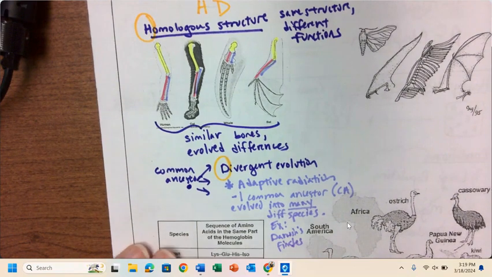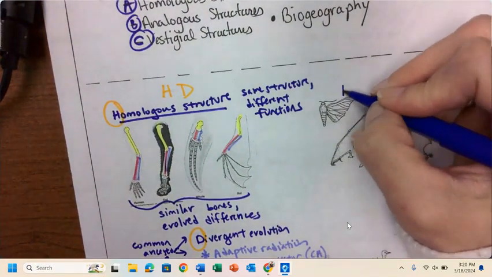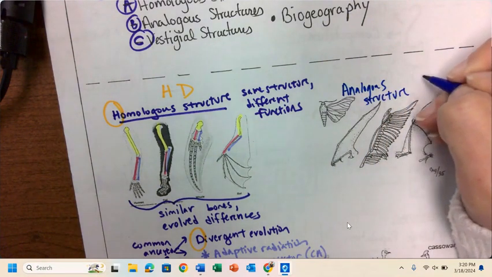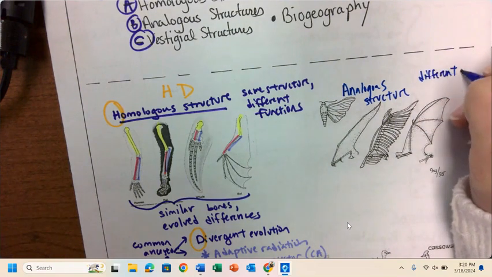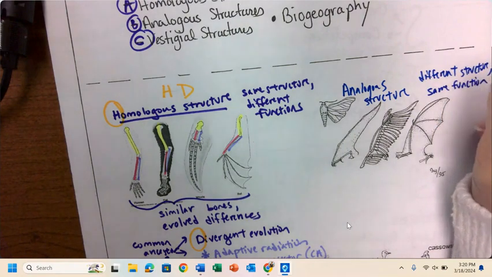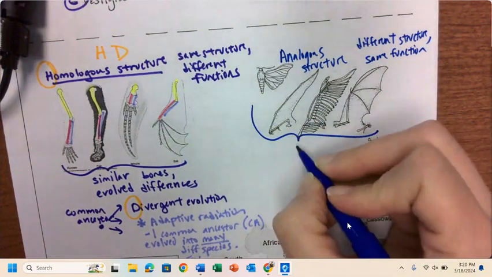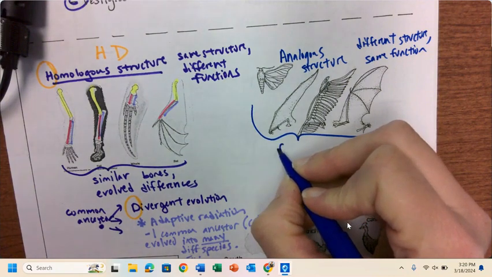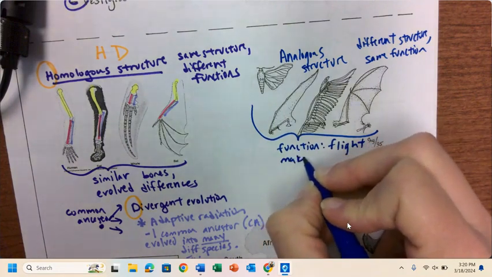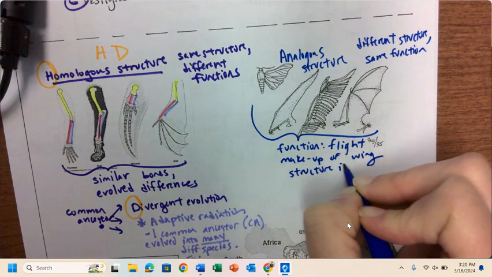A second example we can look at is this one up here, these analogous structures. So this right here shows you analogous structure. An analogous structure is a different structure with the same function. So for example, all of these, the function is for flight, but the makeup of the wing structure is different.